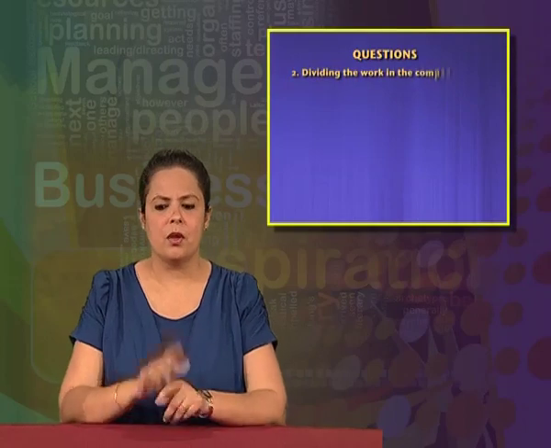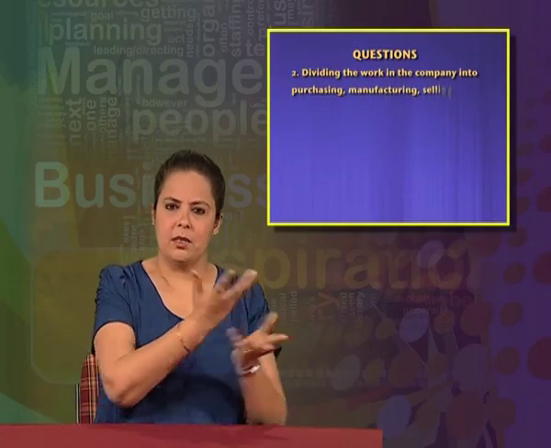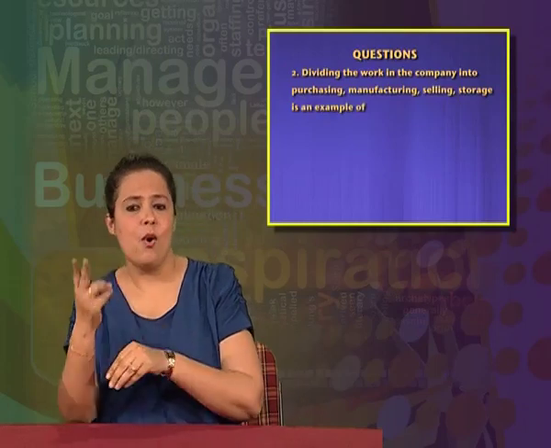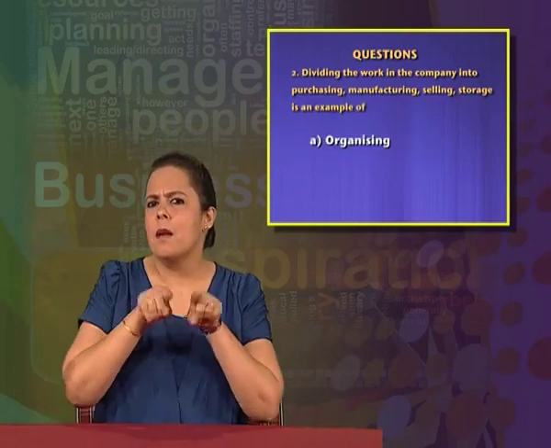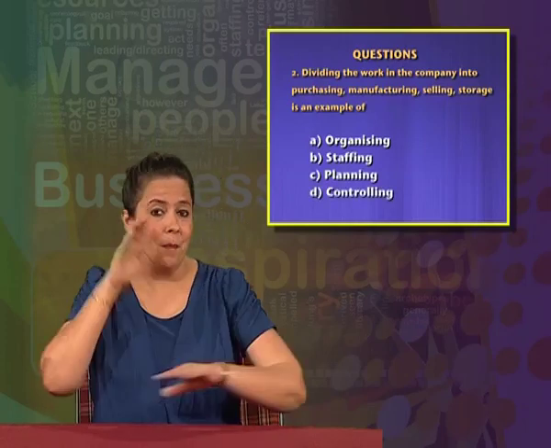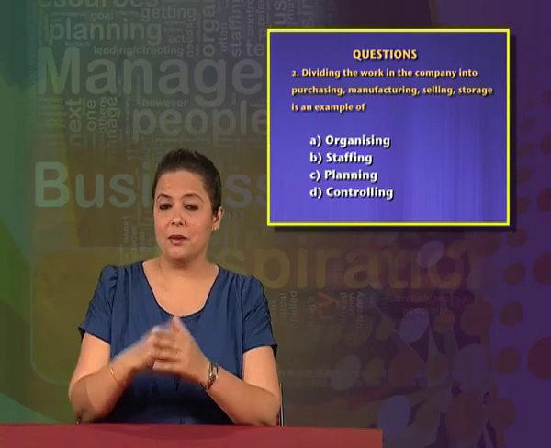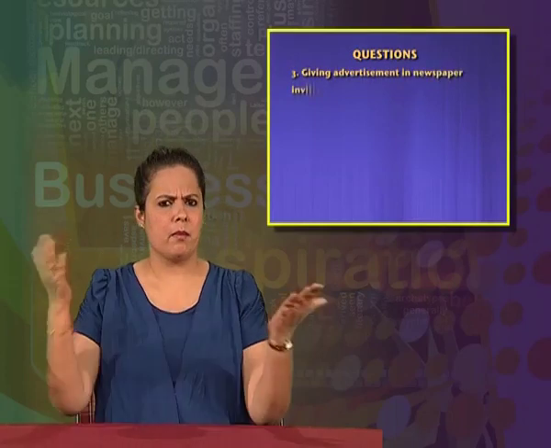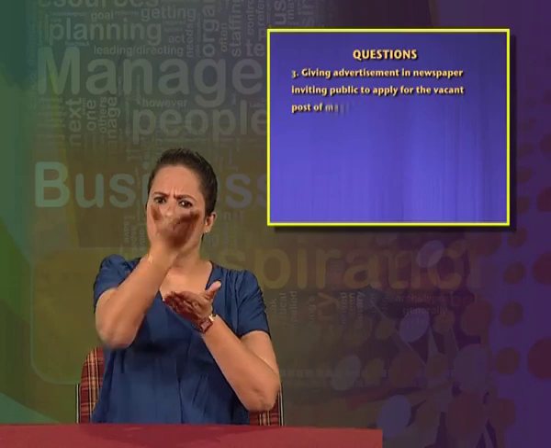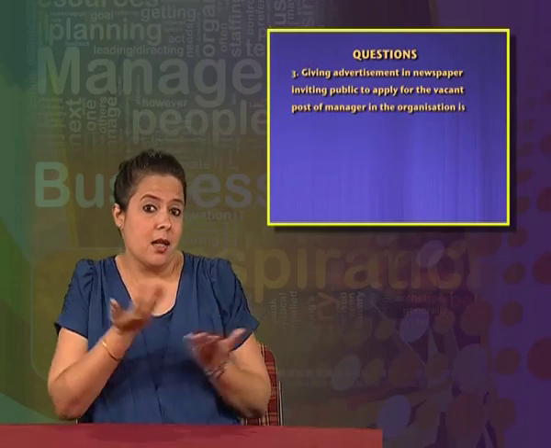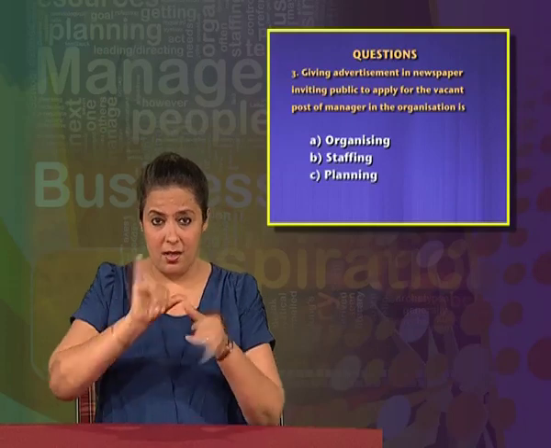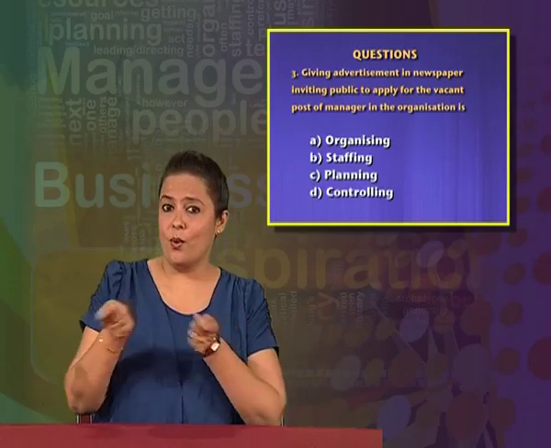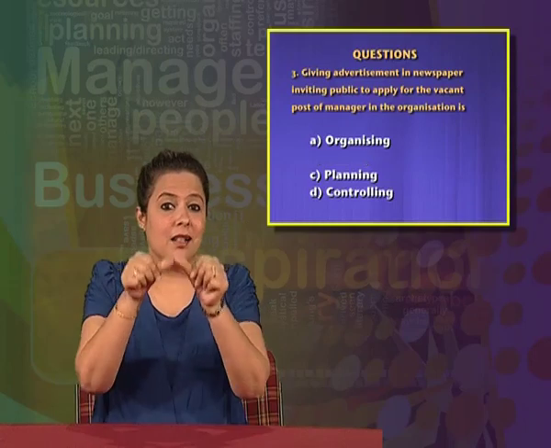Planning. Question number 2. Dividing the work in the company into purchasing, manufacturing, selling, storage is an example of organizing, staffing, planning or controlling. Students, your correct answer is organizing, your option number A. The question 3rd was giving advertisement in newspaper inviting public to apply for the vacant post of manager in the organization is whether organizing, staffing, planning or controlling. So students, the correct answer is B. Staffing.